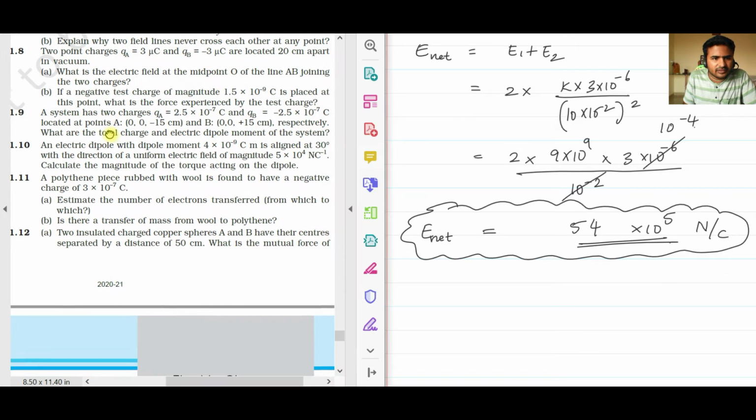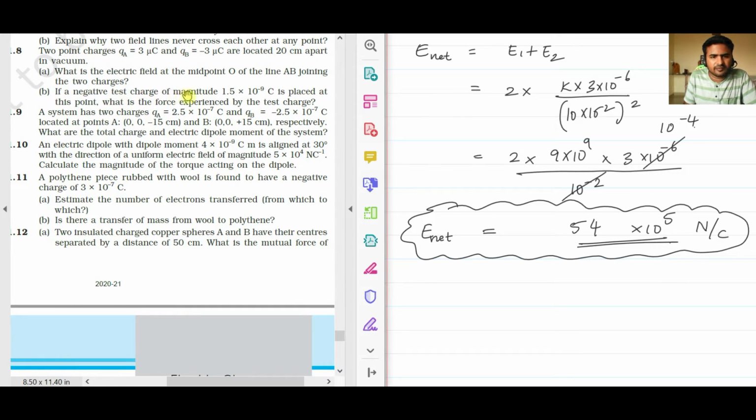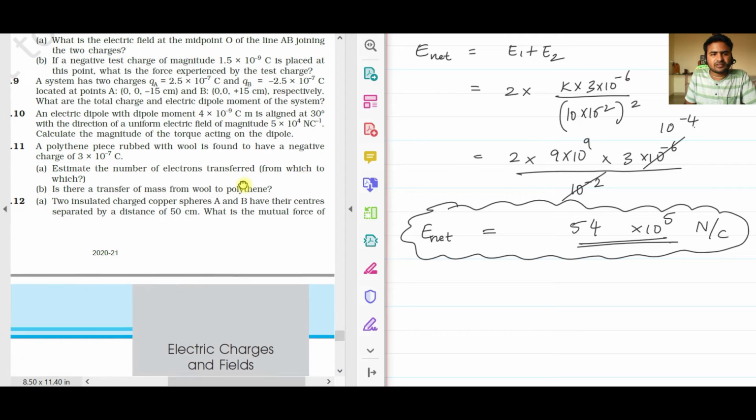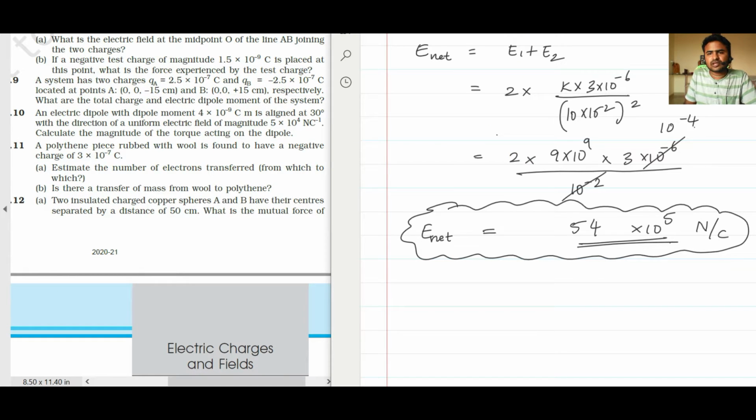The next part of the question is, if a negative test charge of magnitude 1.5 into 10 to the power of minus 9 Coulomb is placed at this point, what is the force experienced by the test charge? Now, if you remember, I used to say in the theory class that if you keep a charge Q in a region of electrical field E, then the charge Q will experience a force of E into Q.